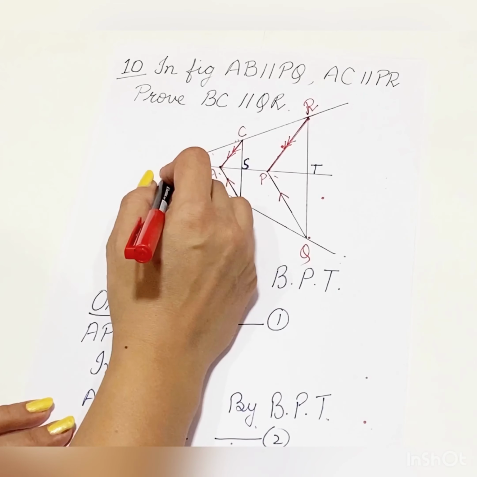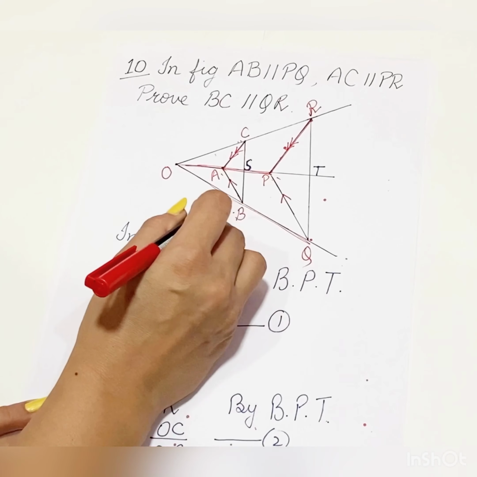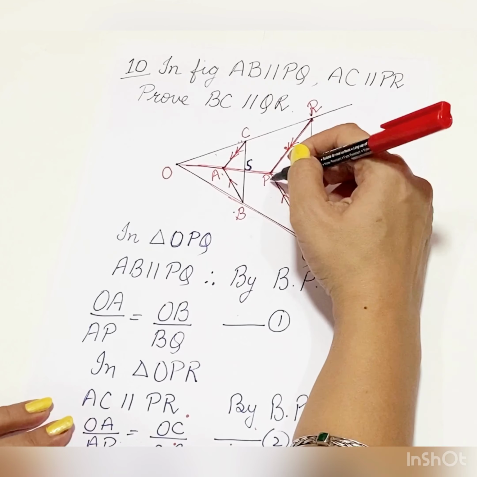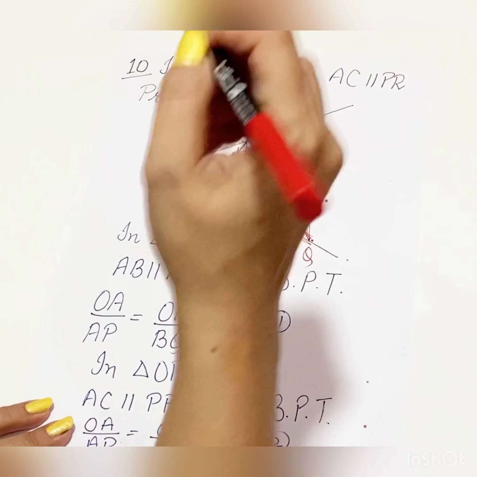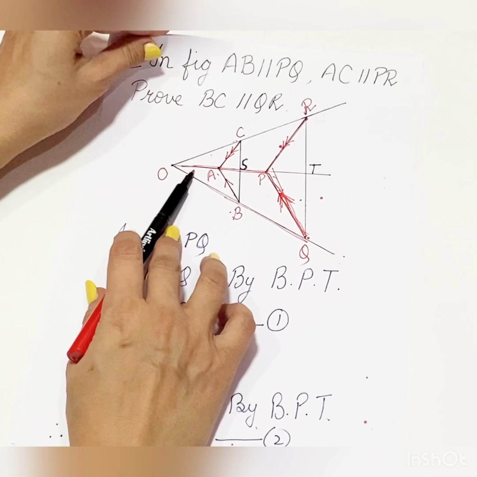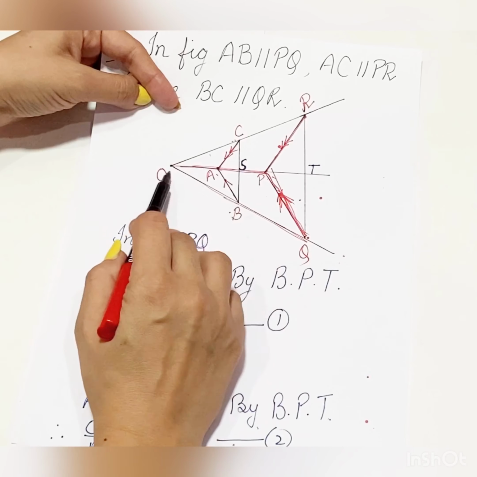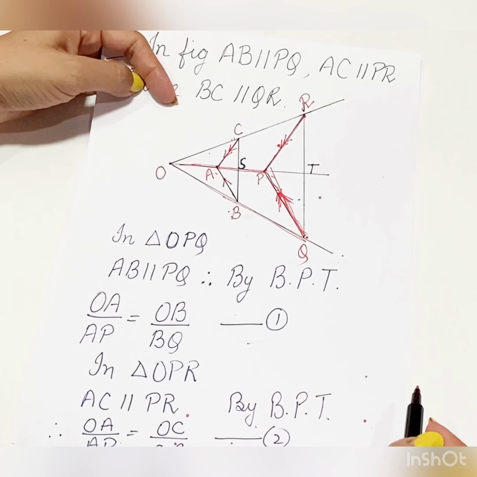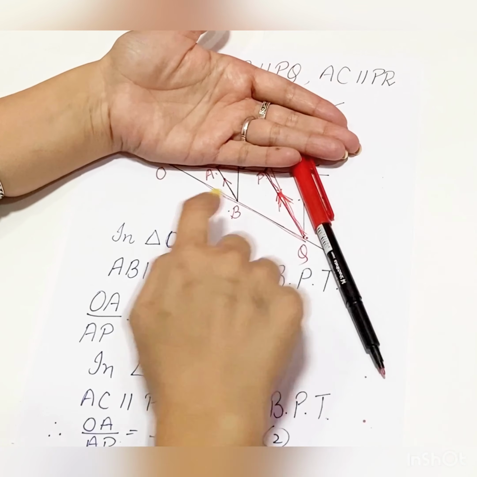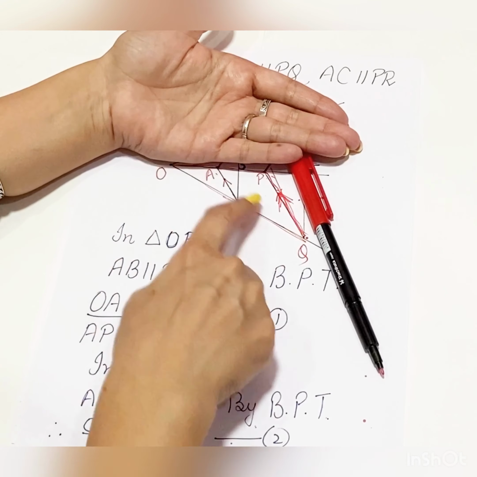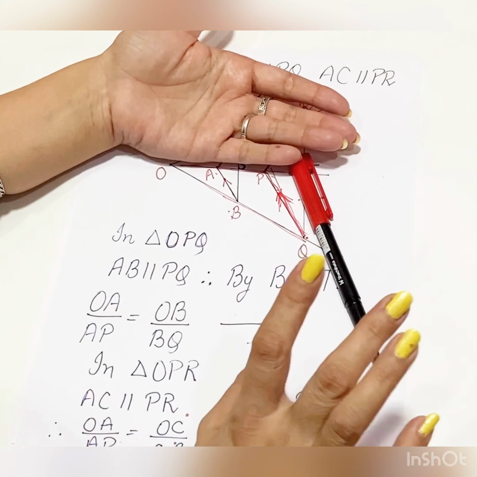So I am taking this triangle OPQ, this one, in which one line is given which is parallel to this side. So AB is parallel to PQ in this triangle. Therefore, by basic proportionality theorem, you will have OA upon AP is equal to OB upon BQ. Clear? This is the triangle we are having, OPQ. AB is parallel to PQ. So, by BPT, OA upon AP is equal to OB upon BQ.